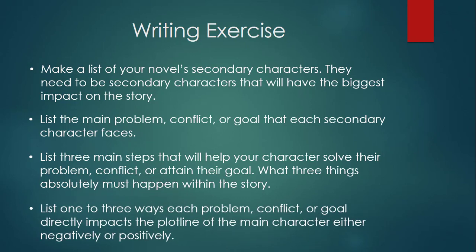And then list 1 to 3 ways that each problem, conflict, or goal directly impacts the plot line of the main character, either negatively or positively, because that's going to help you weave it in a little bit, but that's also going to help you to make sure that what you're creating subplot-wise is relevant to the book, okay? And that it intersects with the main plot.